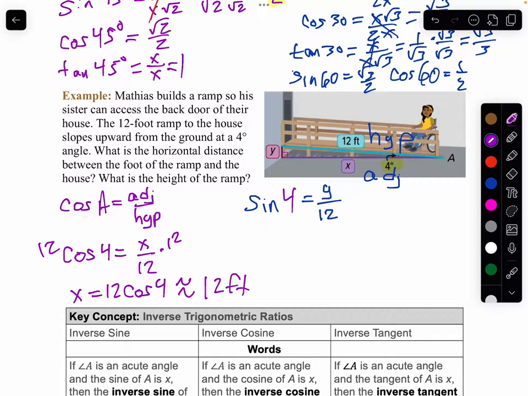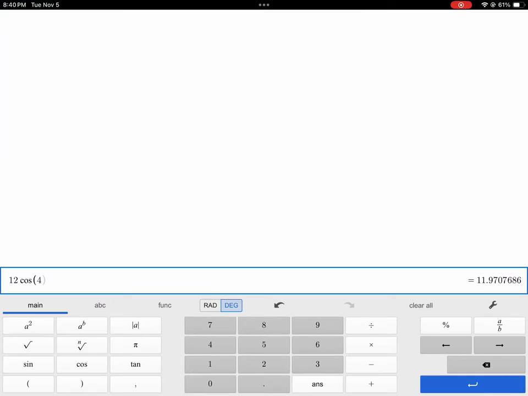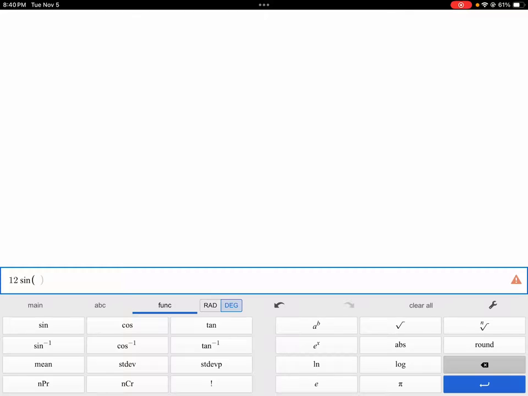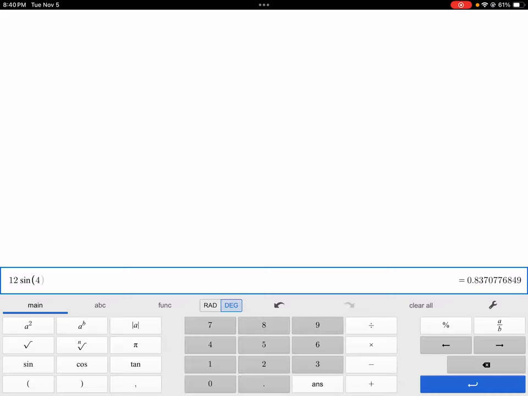Now, I do the same thing that I did to solve for x. I multiply by 12. Y is 12 times the sine of 4. Let's do that with our calculator. 12, sine, 4. And yes, you can use your blue calculators or your own calculators. And if you don't know how to do it, make sure I help you. So we get about 0.84 feet.